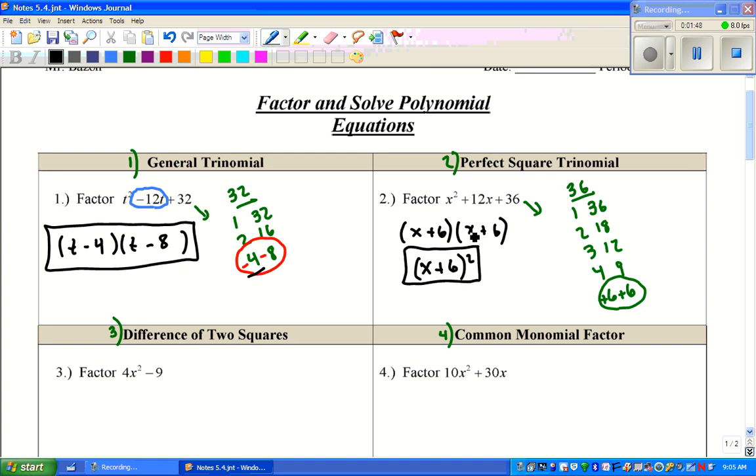And there's a rule that goes with this one. If this last term right here is a perfect square, you can take the square root of it. The square root of it is equal to 6, and then 6 plus 6, or 6 times 2, is going to give you the middle term, okay? So you can just take the square root of that last term there.